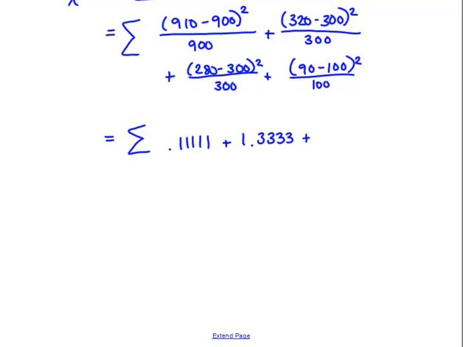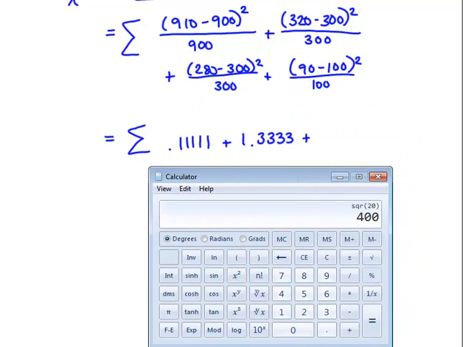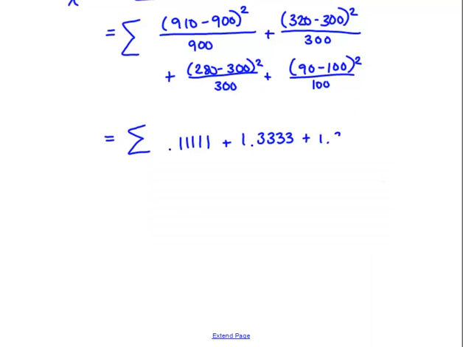Okay, the next class, again, 280 minus 300 is negative 20. I'm sorry, when you square that 20, you'll get 400, which divided by 300 again is 1.33 repeating. And finally, the last one, 90 minus 100 is negative 10, squared is 100, so 100 divided by 100 is just 1. Now let's add these all together.